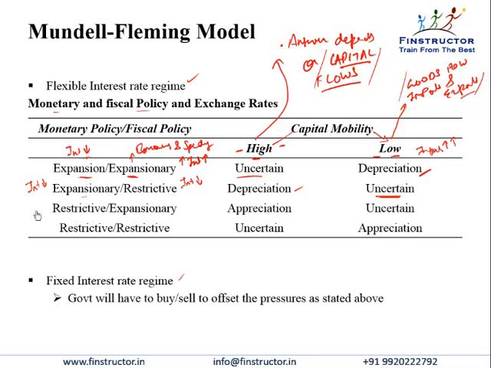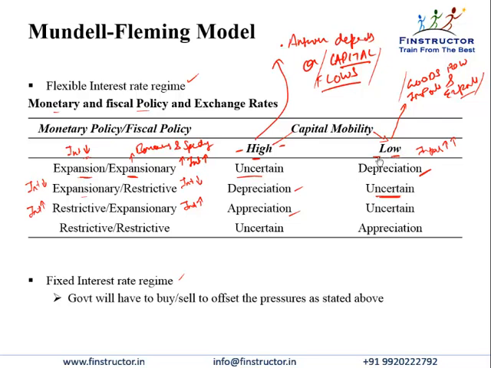If monetary policy is restrictive, that is interest rates are high, and fiscal policy is expansionary, again interest rates are high. Expansionary means government is borrowing and spending, tax rates are low, demand for money is high, so interest rates are high. If interest rates are high, more capital will flow into our country, causing the currency to appreciate.